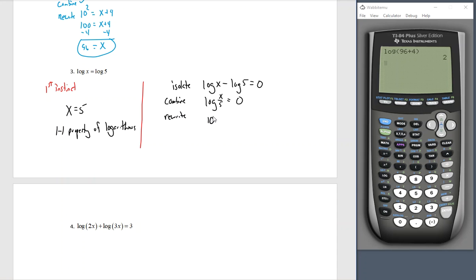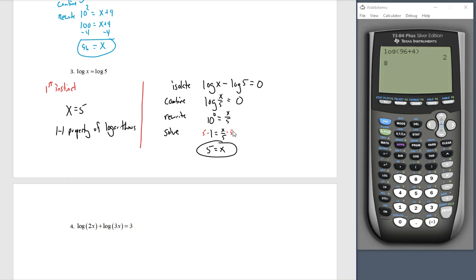And we know that 10 to the power of 0 equals x over 5. Base of 10, because it's unwritten, so it has to be 10 to the power of 0 equals x over 5. And then to solve, 1 equals x over 5. Let's multiply both sides of this by 5. And we end up with x equals 5 either way.